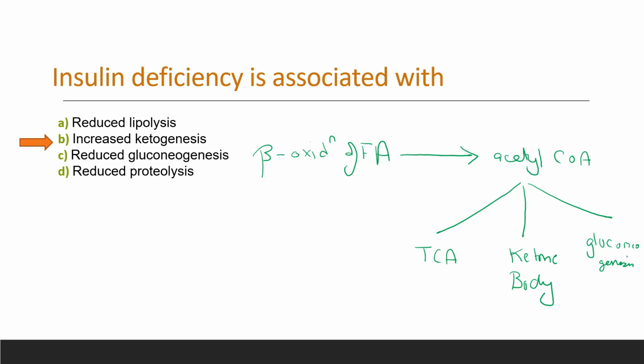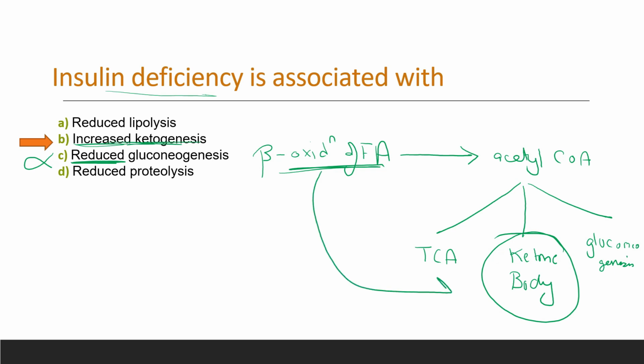So option C says reduced gluconeogenesis. That is not correct. So there is ketone body formation. So option B is correct, that is increased ketogenesis, because with the deficiency of insulin, there is beta oxidation of the fatty acid, which will lead to ketone body formation.